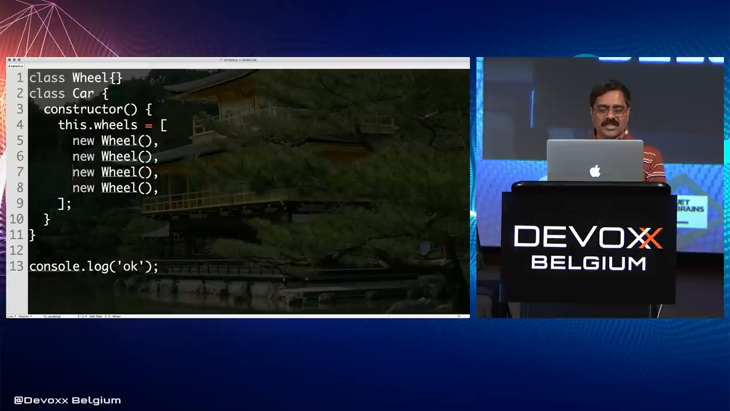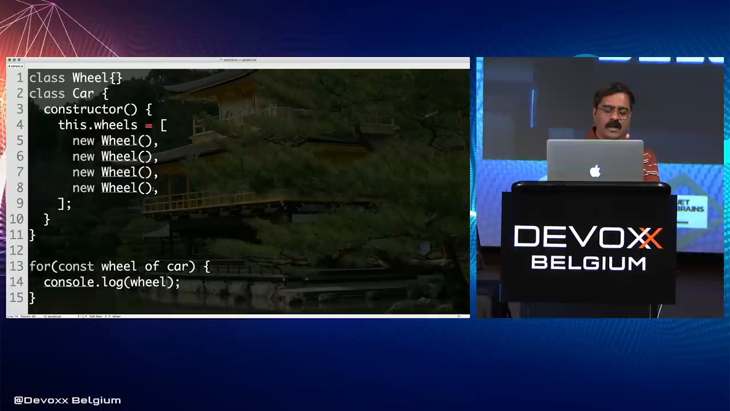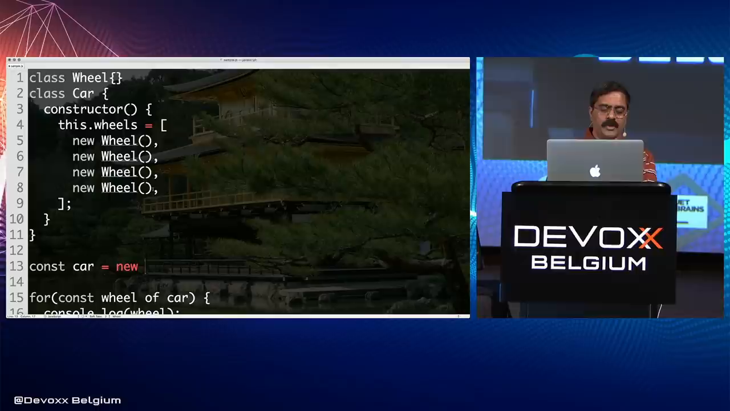So that's right there. You can just end it with a comma. Now what I want to do is iterate over this. So I'm going to say for, I will say constant wheel, in this case of car, and I want to go ahead and print out the wheel, where car, of course, is an object. So I'm going to say constant car equal to new car, and I want to run this.